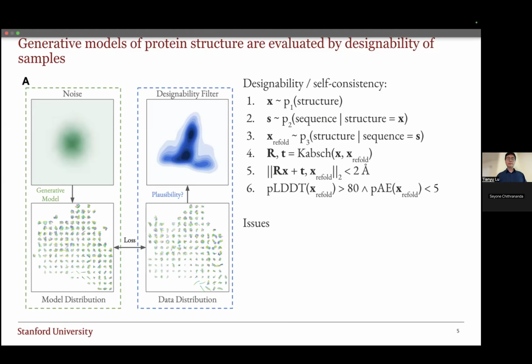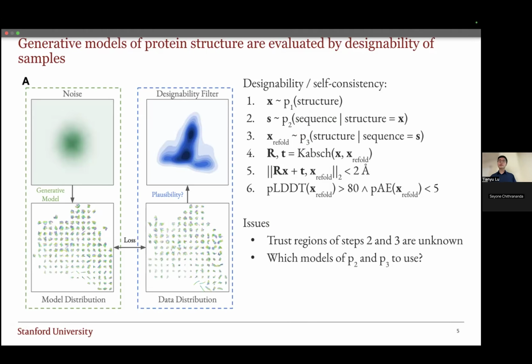So there are some issues with this setup. In particular, we're unclear what the trust regions of steps 2 and 3 are. We don't know what regions of sequence space or structure space as input to these design models and structure prediction models are reliable. And we don't know what kinds of sequences may be adversarial. There's also a choice of models to use for P2 and P3. The conventional setting is usually ProteinMPNN for P2, AlphaFold or ESMFold for P3. But there are many, many models that exist for sequence design that model this conditional, and also many models for structure prediction.